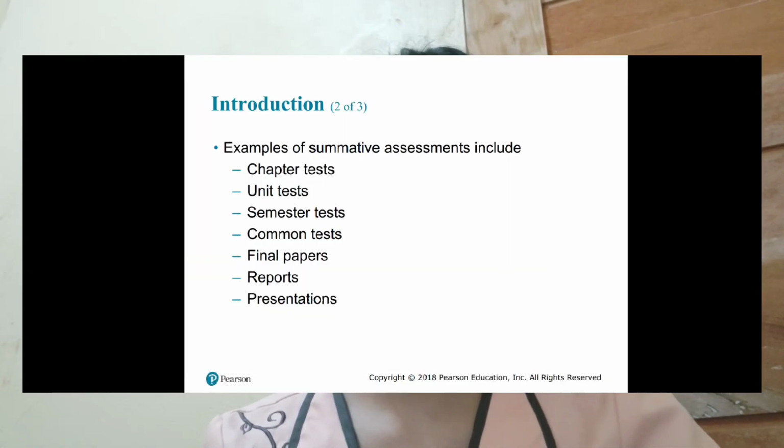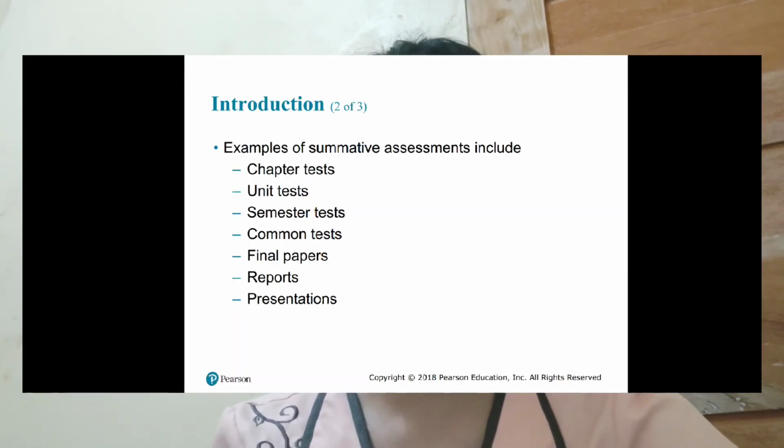Next is unit tests. A unit test is a test which is constructed, administered, and assessed by a teacher after teaching a particular unit to the students. Next is semester tests. Semester tests are given to students at the end of a course in order to assess what they have learned throughout the school semester.